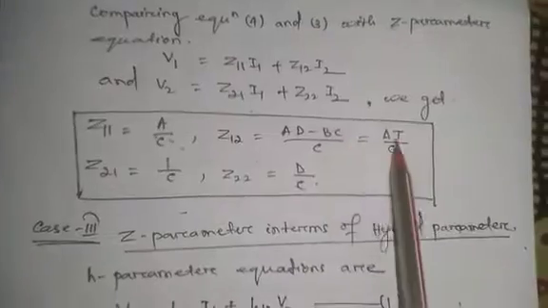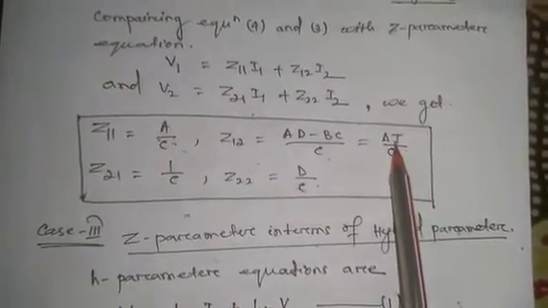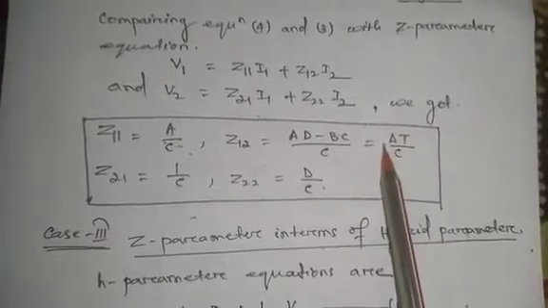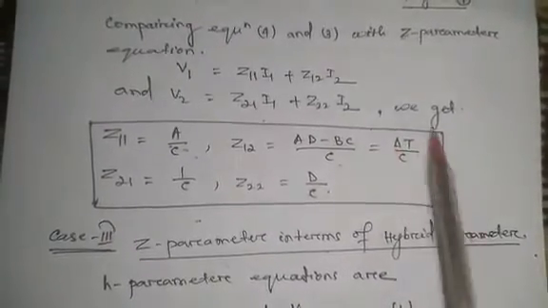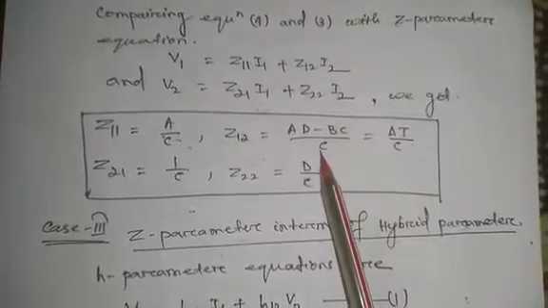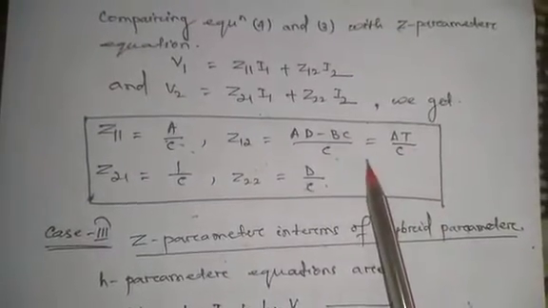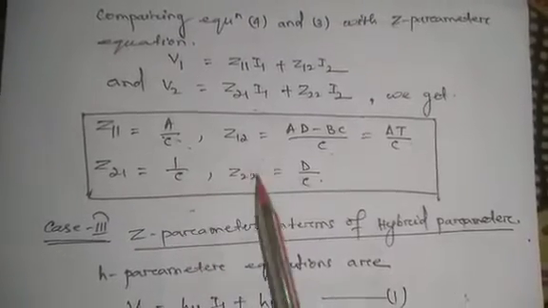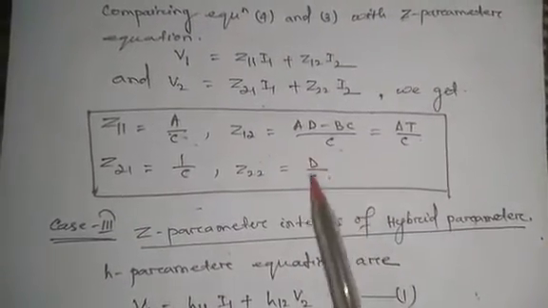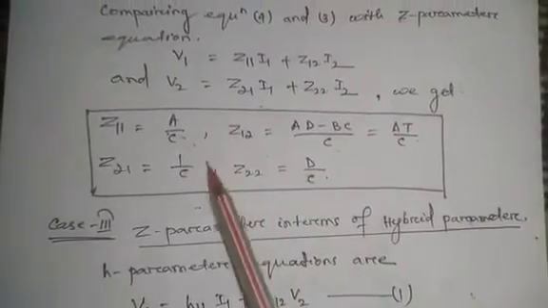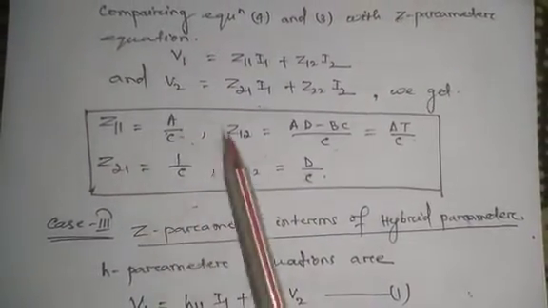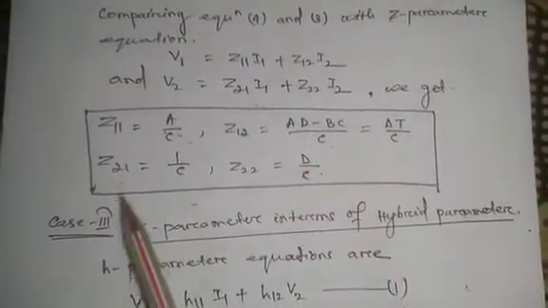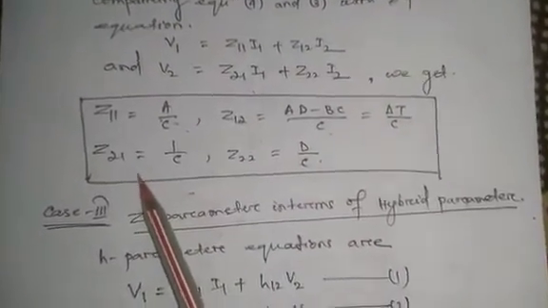This AD minus BC is written as delta T. What is delta T? That is the determinant of the transmission matrix, or determinant of the ABCD matrix. That is your AD minus BC divided by C, which is delta T divided by C. And Z21 is equal to 1 by C. Z22 is equal to D by C. In this way we can calculate the Z parameters from ABCD parameters. If ABCD parameters are given, by using this formula we are able to calculate the Z parameters.